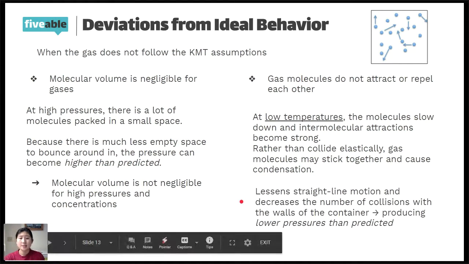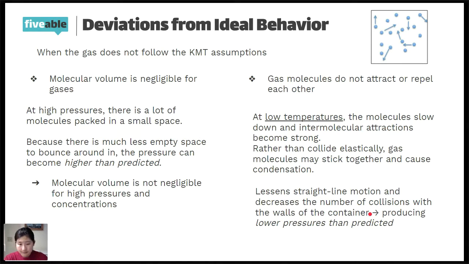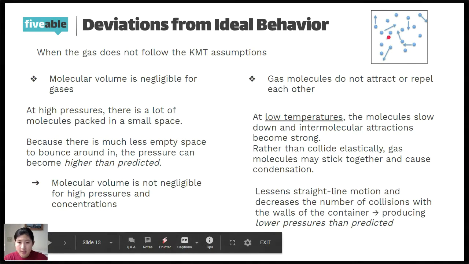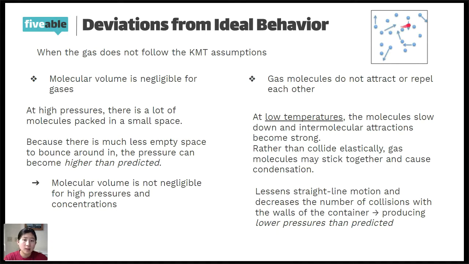And this lessens the straight line motion and decreases the number of collisions with the walls of the container, which produces lower pressures than predicted. So you can see here, the gas molecules usually travel in linear paths. They just bounce. They're high speed, right? They don't do curves. They go in linear paths.